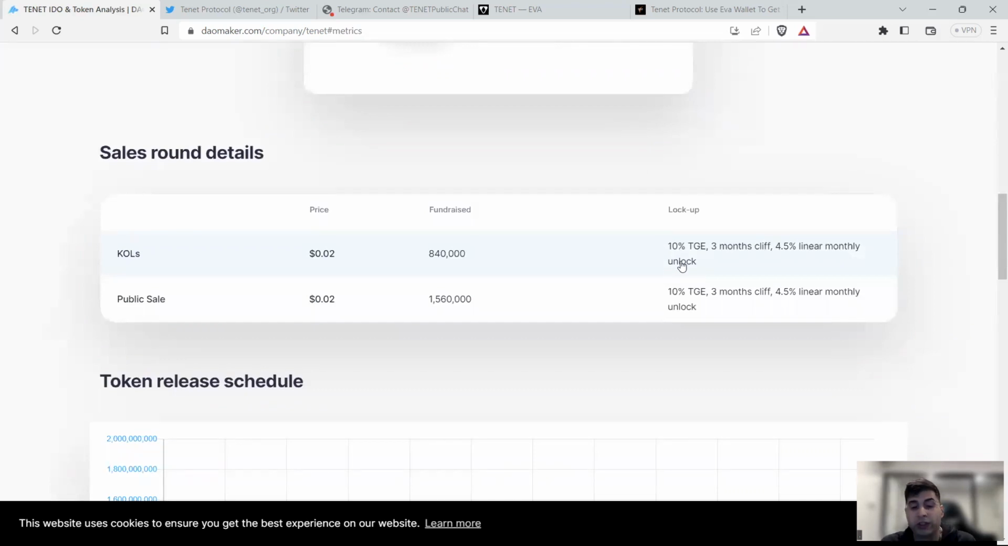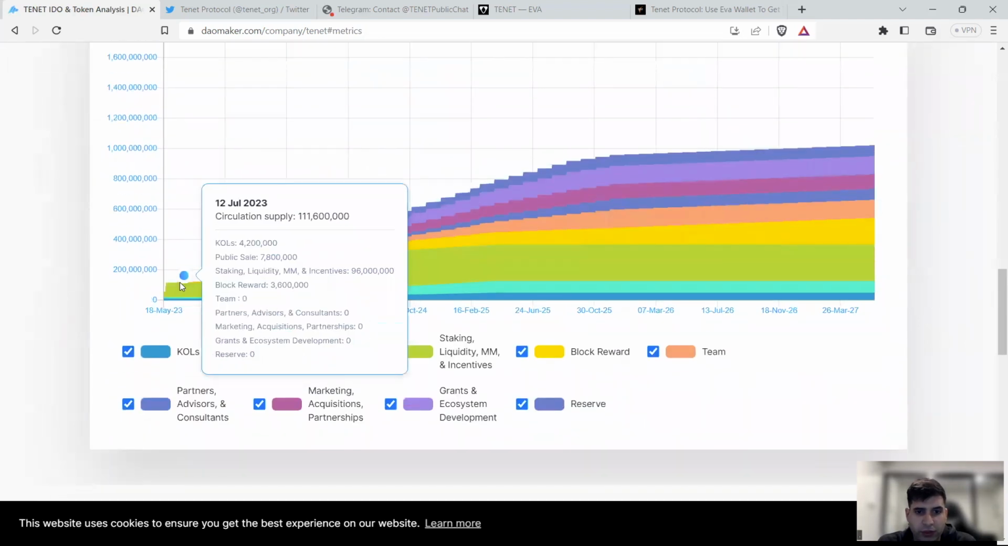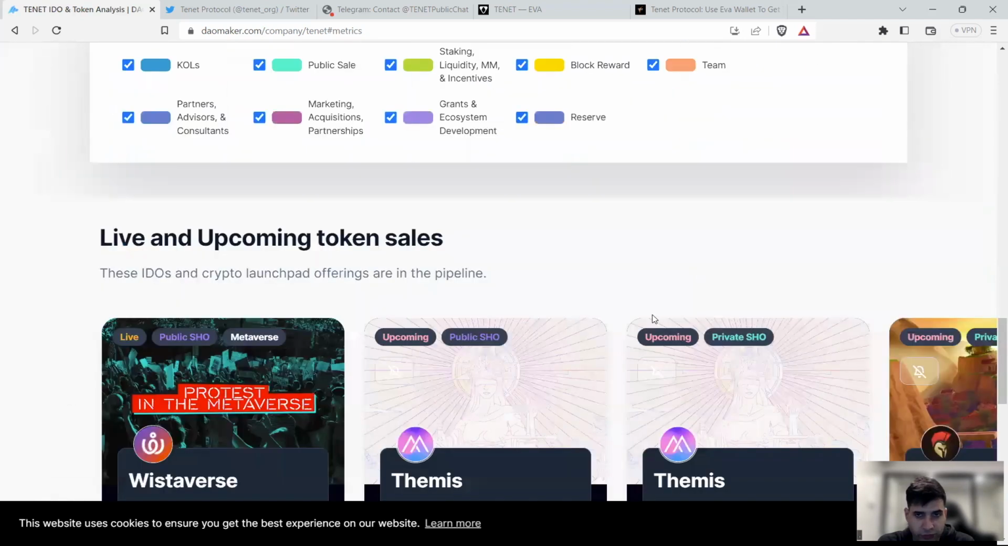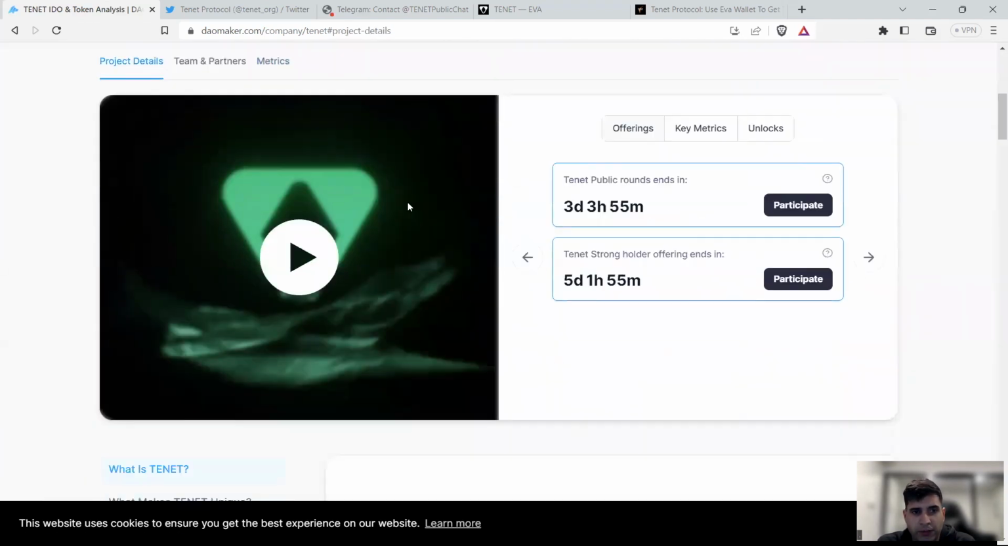There will be a 10% token unlock at TGE, a 3 month cliff, and then 4.5 months of linear unlock after that. That's exactly the same for the public sale, and the public sale will be able to invest 1.56 million worth of tokens. In terms of the release schedule, the majority of the tokens will be in staking. There will also be a small unlock for KOLs as well as investors, and then there's going to be a block reward unlock. So that's how people can participate in the launch. I'll put the link to the website as well, and how you can do the allocation.